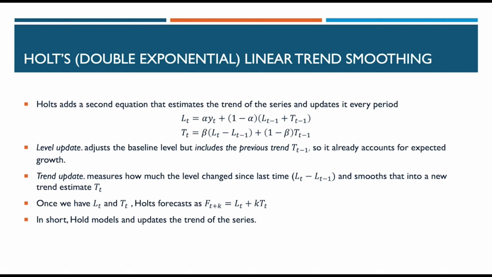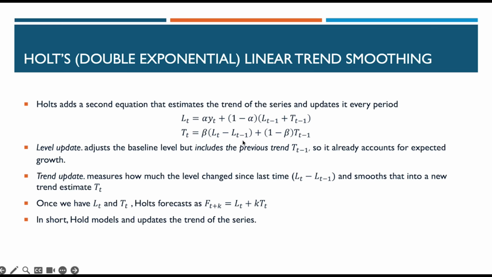So what does Holt add? It adds a second equation that estimates the trend of the series and updates it for every period. If you look now, we have two equations, one for the level, one for the trend. And now we have two parameters: alpha and beta. So what does the level do? It adjusts the baseline level, but includes the previous trend, T t-1, to account for expected growth. The trend update measures how much the level changed since the last time, because we have L t-1 to show the difference between the levels.